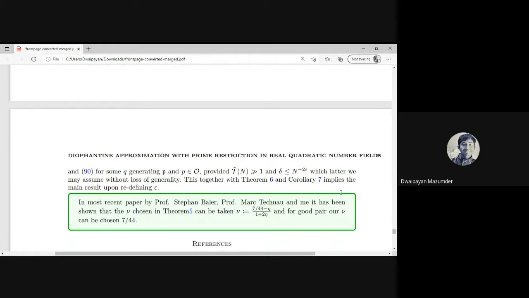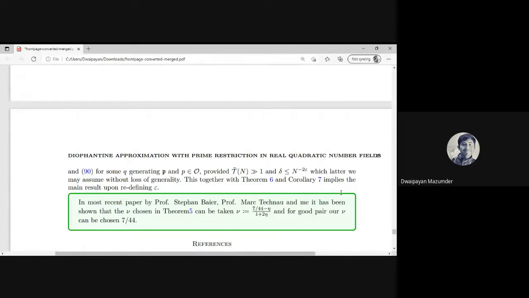And in a recent paper by Professor Stephen Dwyer, Professor Mark Techno, and me, it has been shown that nu can be chosen with Theorem 5. This can actually be taken as nu equals 77 by 44 minus eta, plus 1, divided by 1 plus 2 eta.